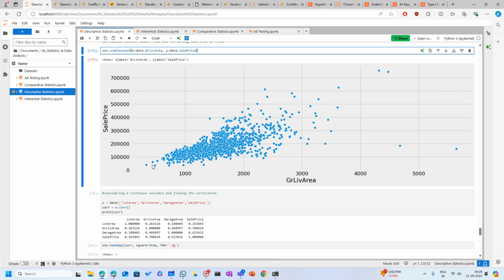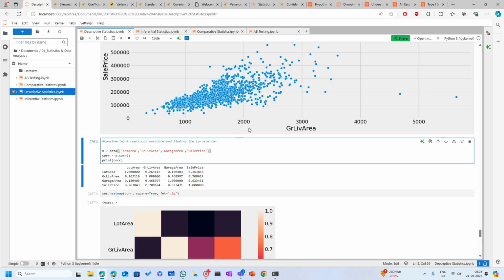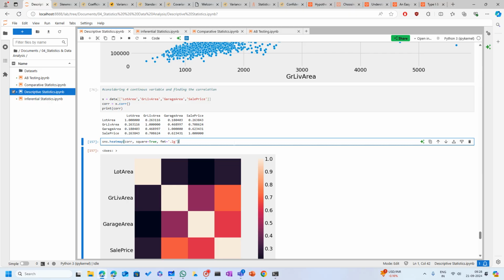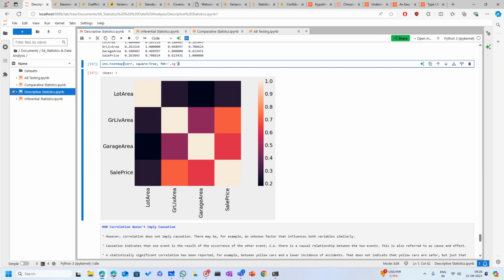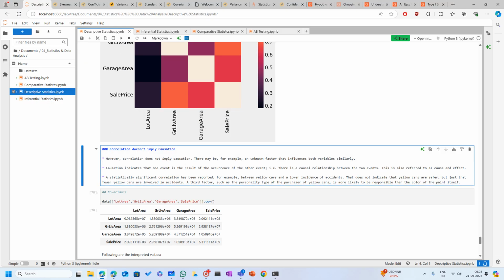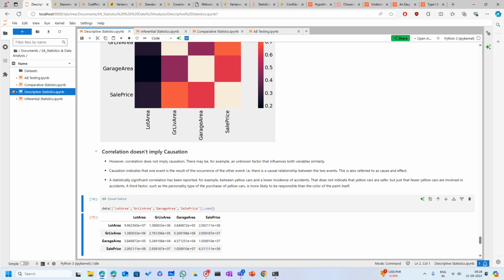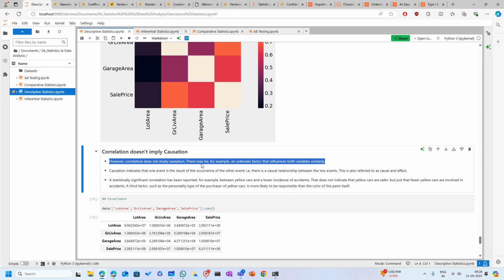If it climbs from down to go up, it is positively correlated. If it comes down like this, it is negatively correlated. So that much you understand for now. Again, we are going to talk about all of these in detail in data analysis, but for statistics, this is more than enough.